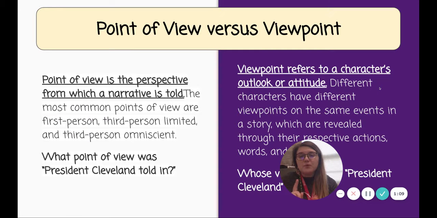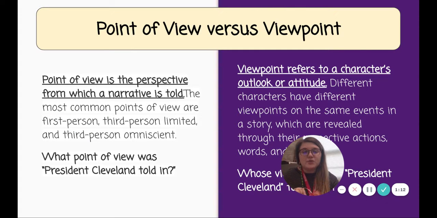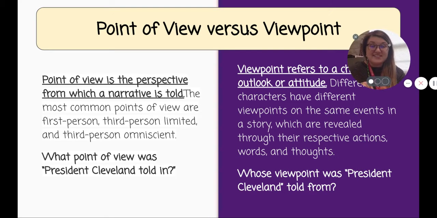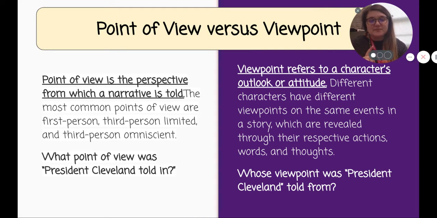So we've talked about viewpoint and point of view this week, and let's just make sure we understand the difference, because even though they're kind of the same words, just flipped, they have very different meanings. So remember, point of view is the perspective from which a narrative is told. The most common points of view are first person, third person limited, and third person omniscient. And if we think about President Cleveland, that story was told in third person. So how is that different than maybe Raymond's Run? We talked a lot about how the point of view of Raymond's Run was actually in first person. So two stories that are pretty similar, but their point of view was told in different ways.